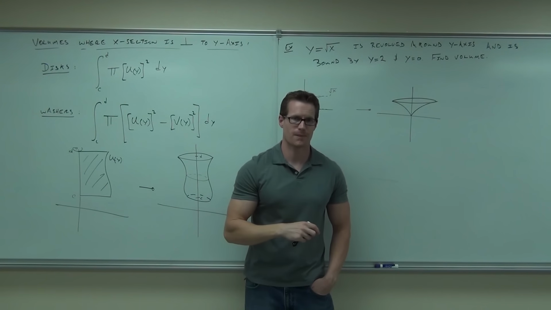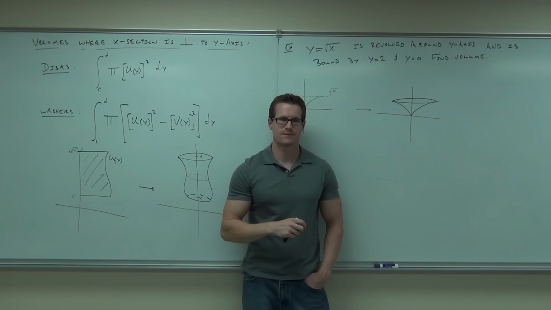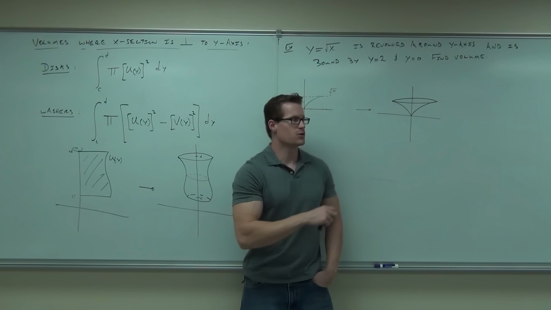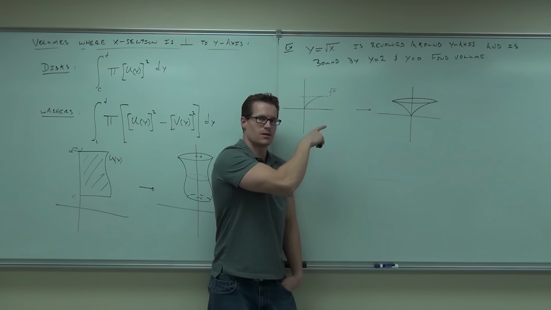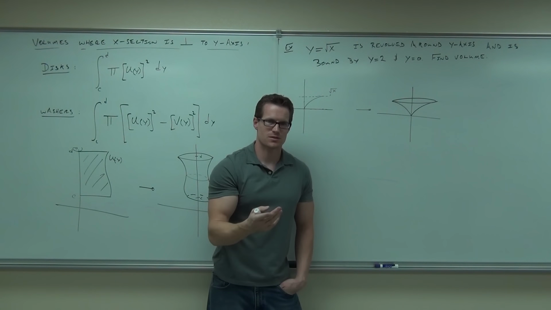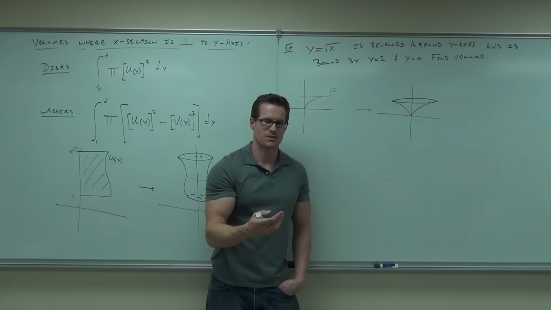Question. When we're taking it with respect to y, if we want to figure out if the volume is the same and we turn it with respect to x, will our bounds change as well? If you turn this way, yeah. I don't even have any bounds. You said bound by y equals 2 and y equals 0. Right.